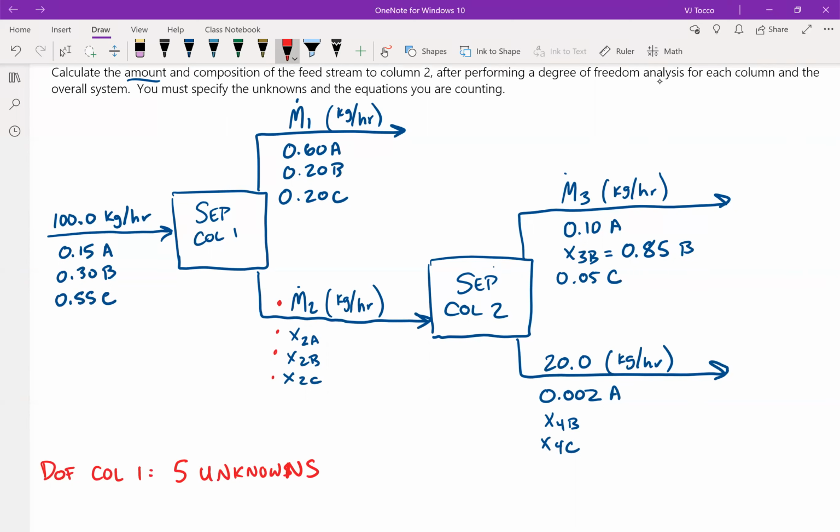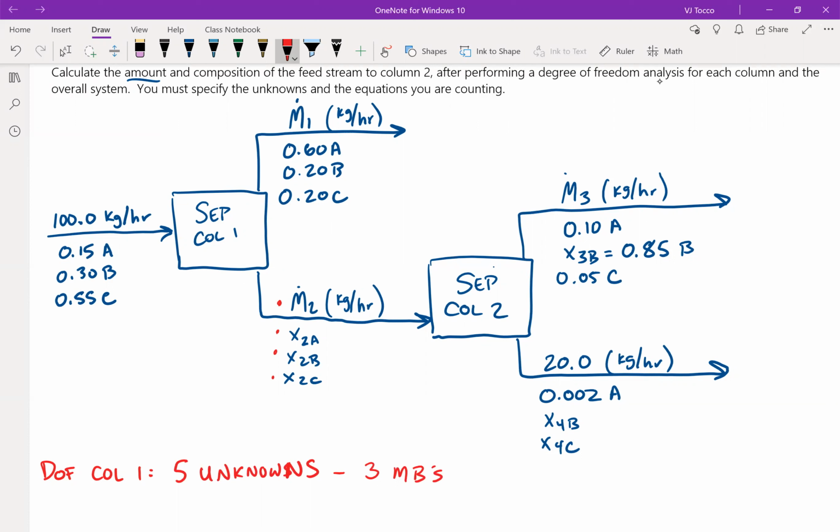What are the equations that I have that I can relate those unknowns by? I always have some material balances. And remember from MEB that you have as many material balances as you have species within the system. So I have 3 components, 3 species, A, B, and C. I can write a material balance around each of them. That gives me 3 material balances.